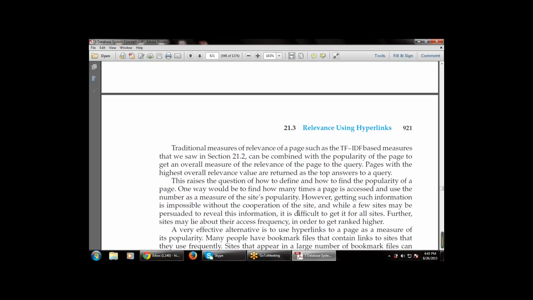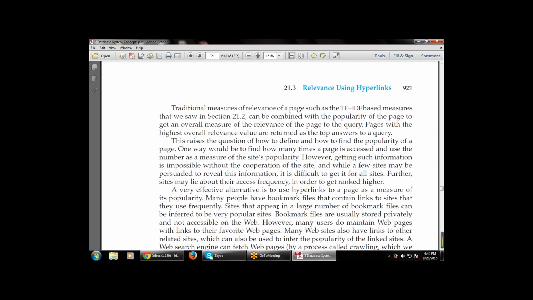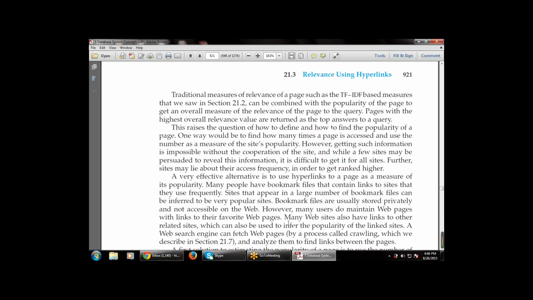Many people have bookmark files that contain links to the sites that they frequently use. So most bookmark files contain links to sites, for example, this site will be visited five times, and that bookmark can be used as a measure of popularity. Bookmark files are usually stored privately and are not accessible on the web.